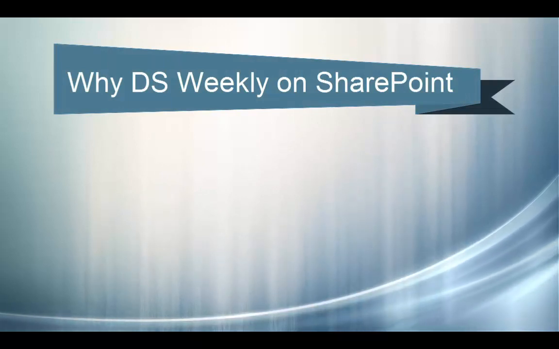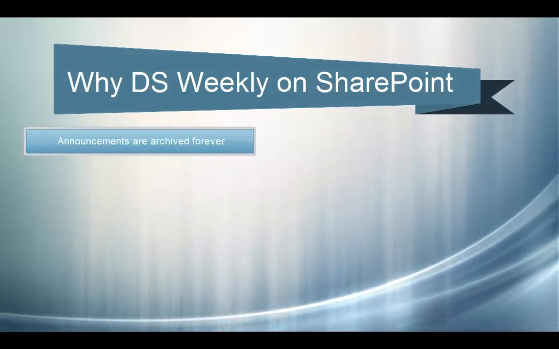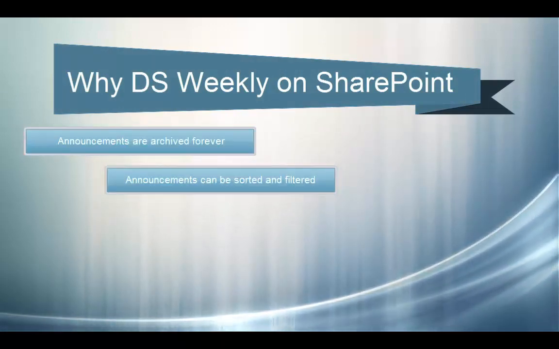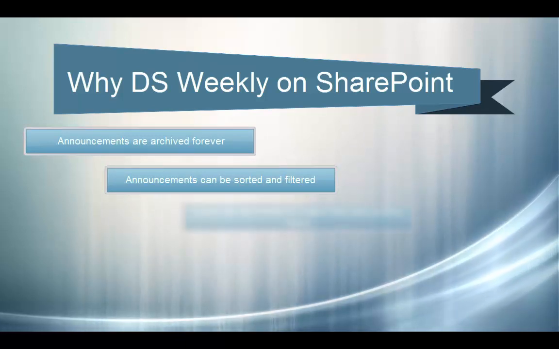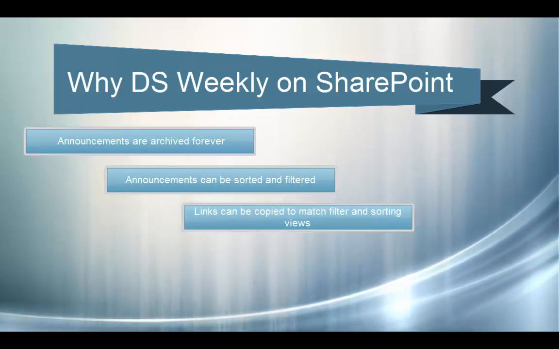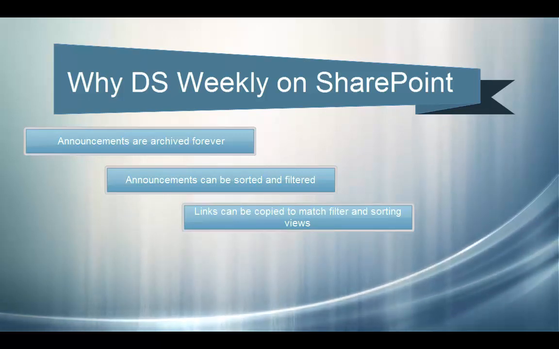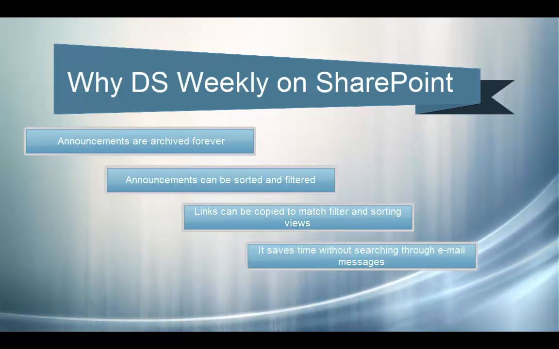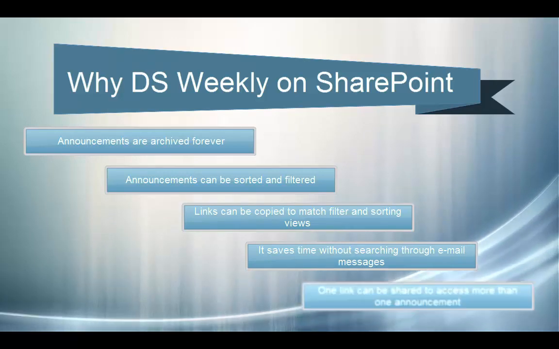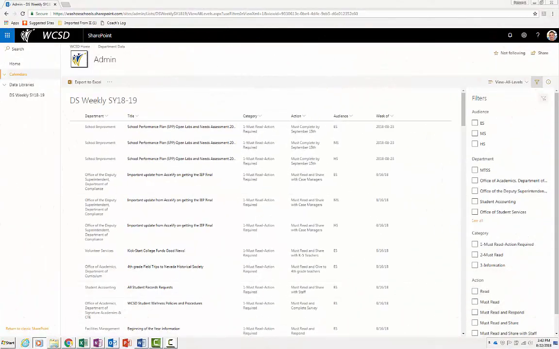Why the new system? Announcements are archived forever. Announcements can be sorted and filtered. Links can be copied to match with the filter setup, as well as the sorting view that can be shared with staff. This results in no need to send attachments through email. It saves time without having to find specific emails like in the past. And lastly, one link can be shared with documents that apply to the audience being addressed.